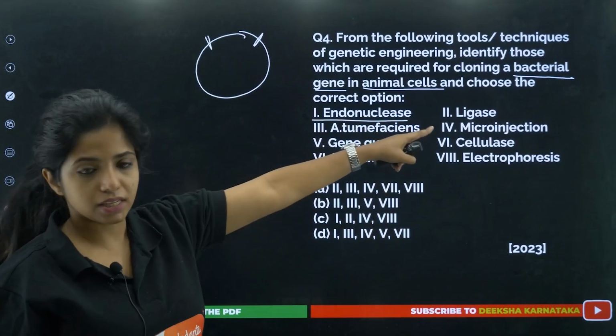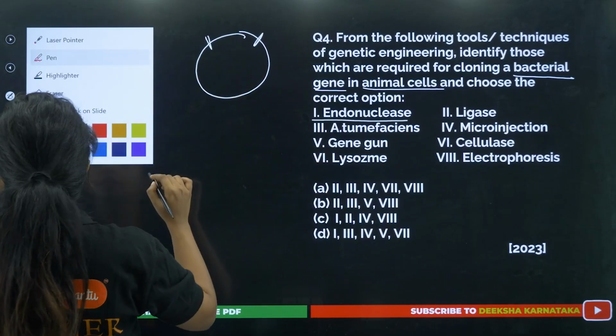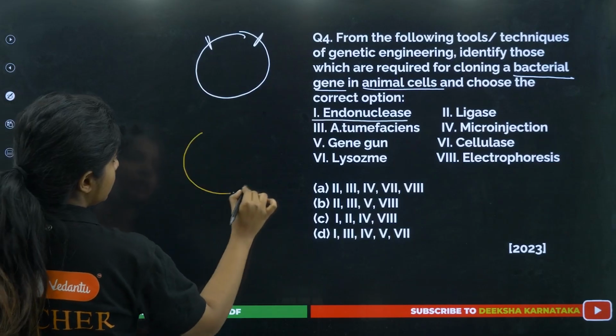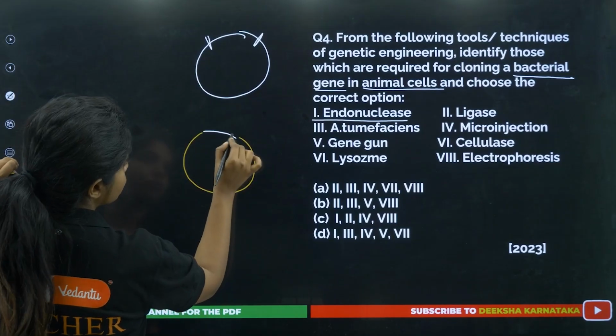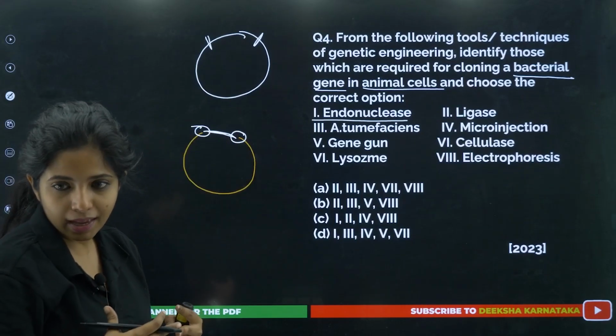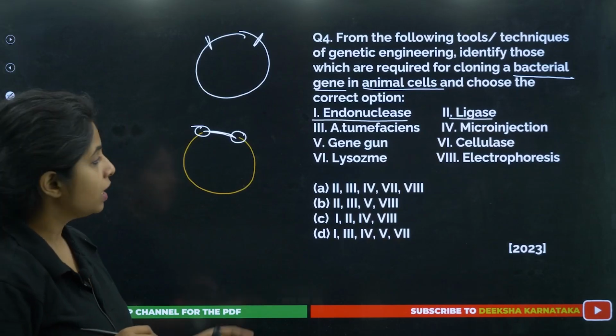Second is ligase. What does ligase mean? For example, I took this particular DNA, and now I am putting it inside the DNA of the host. So basically this end and this end have to come together, and that happens with the help of ligase. So I need ligase also.